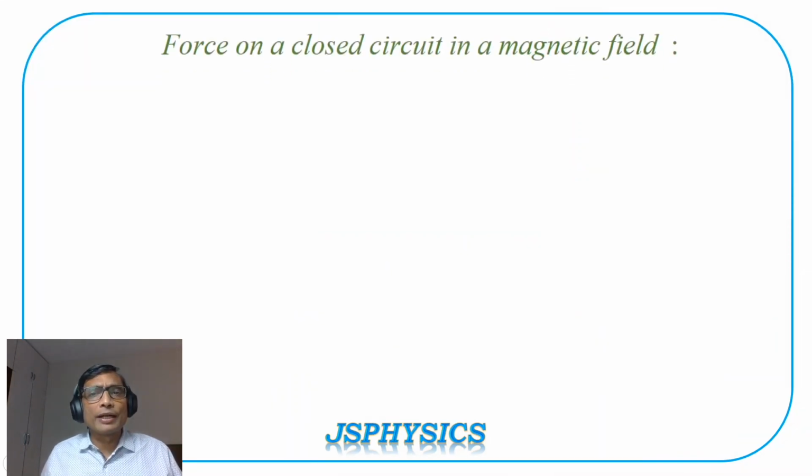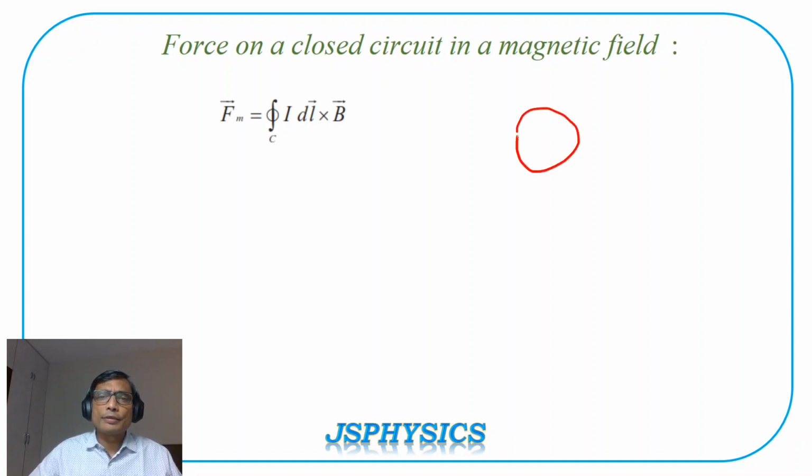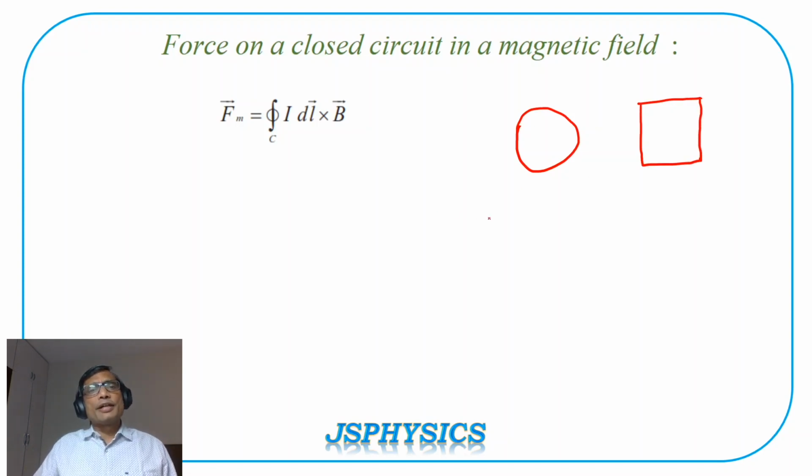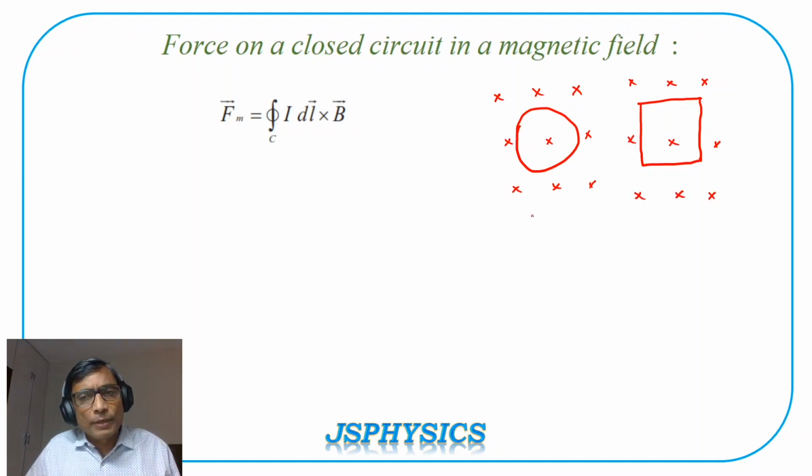Now, force on a closed circuit in a magnetic field. If I take a closed circuit like this circle, or I can take a closed shape like this, and I am interested in finding the force acting on this closed loop in a magnetic field. Let us say this is kept in a uniform magnetic field which is going inside the plane of the paper this way. Cross indicates the field is going inside the plane of the paper.